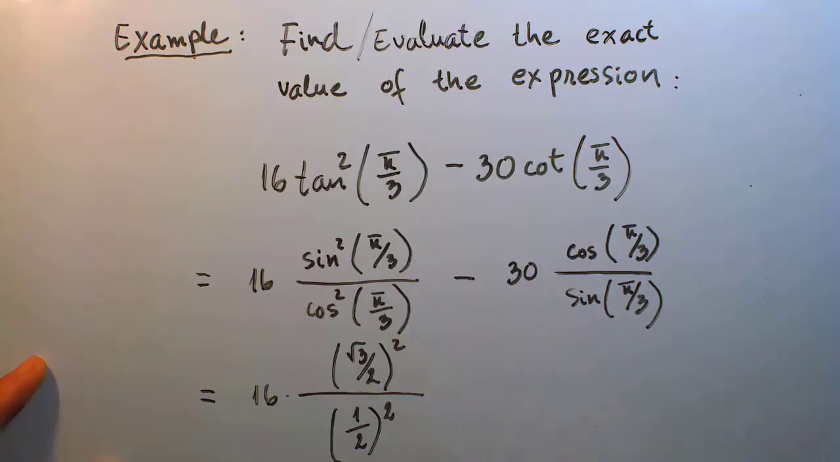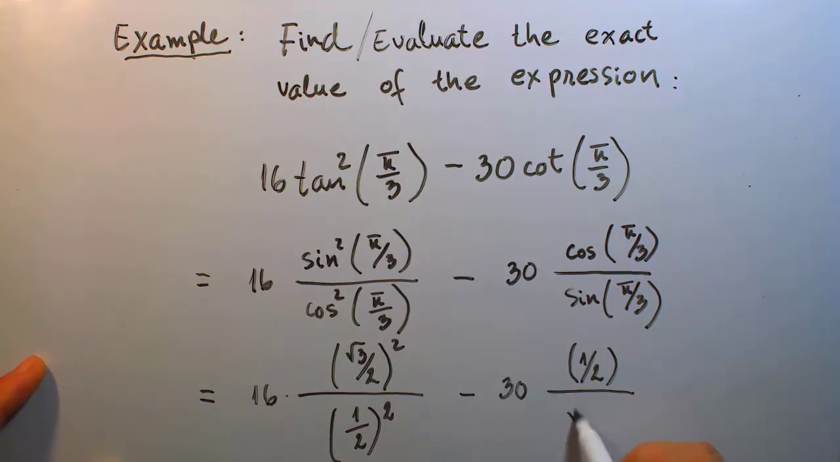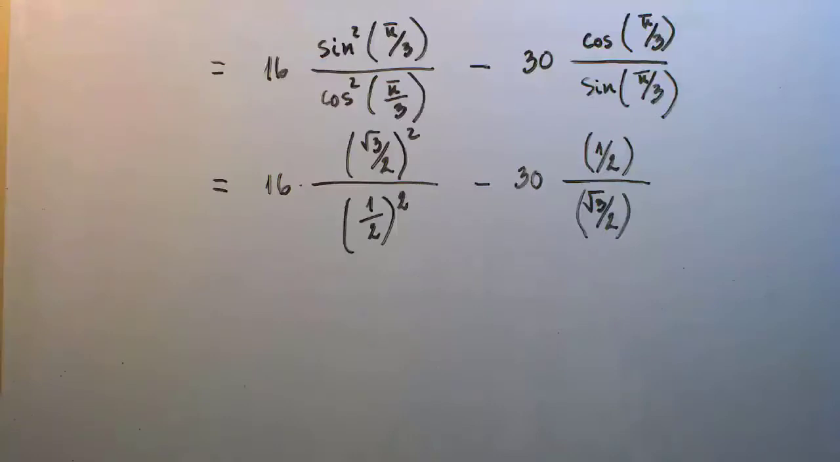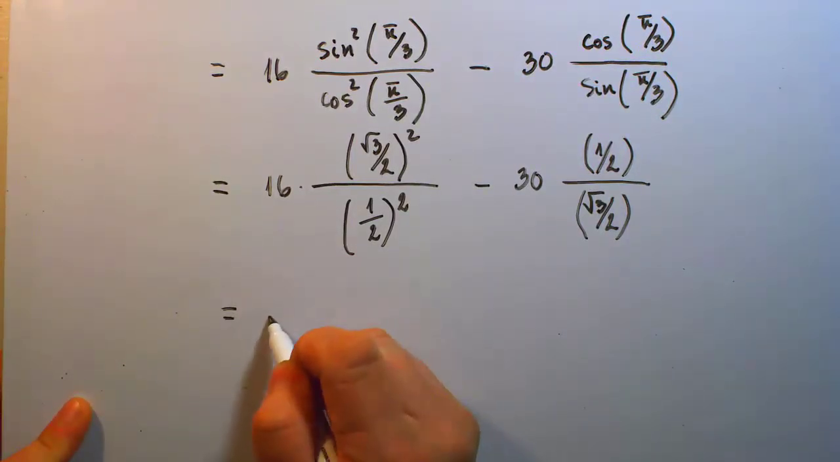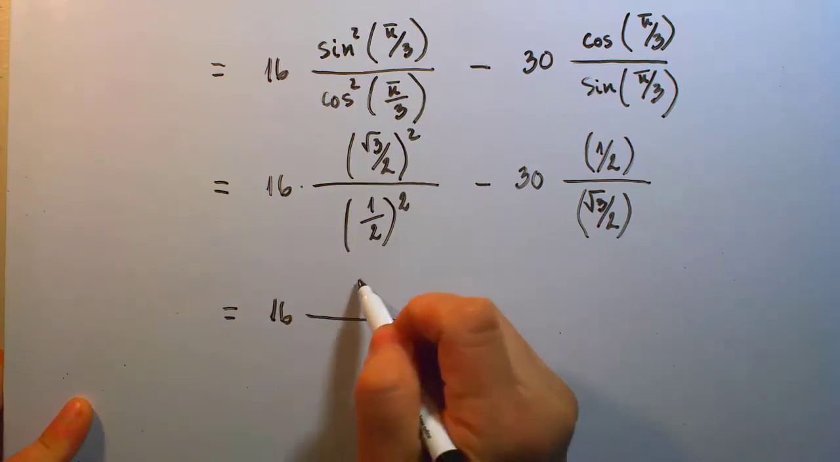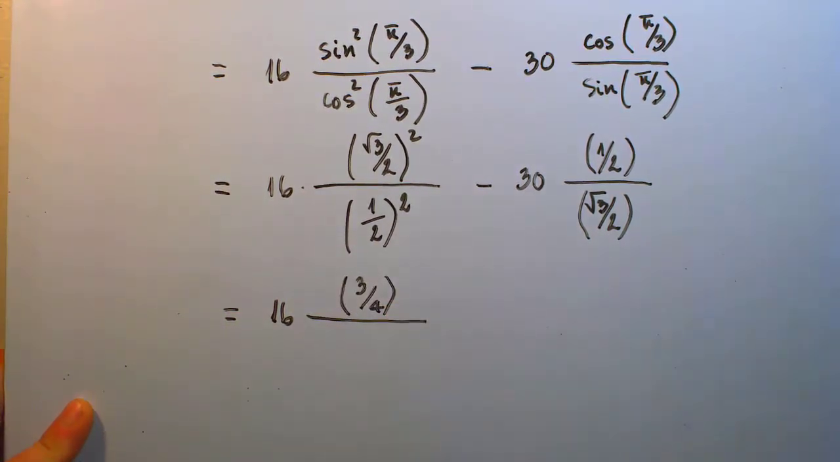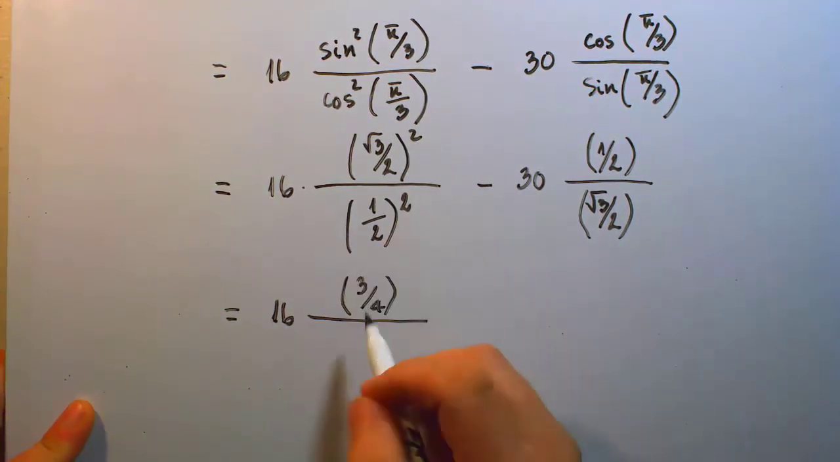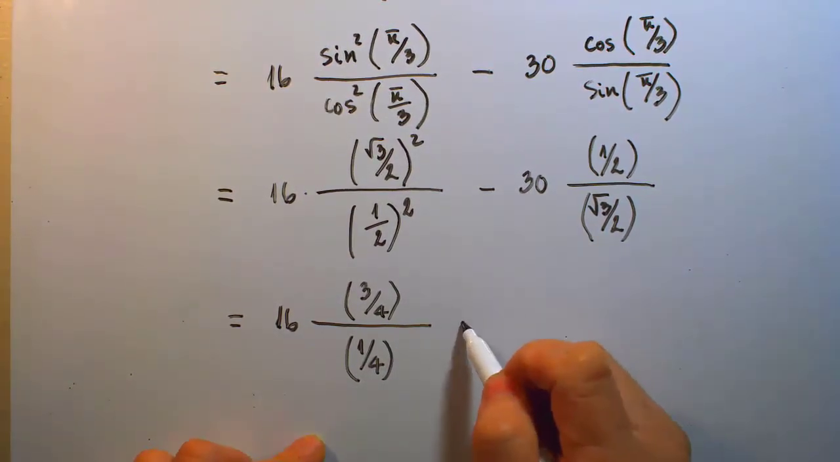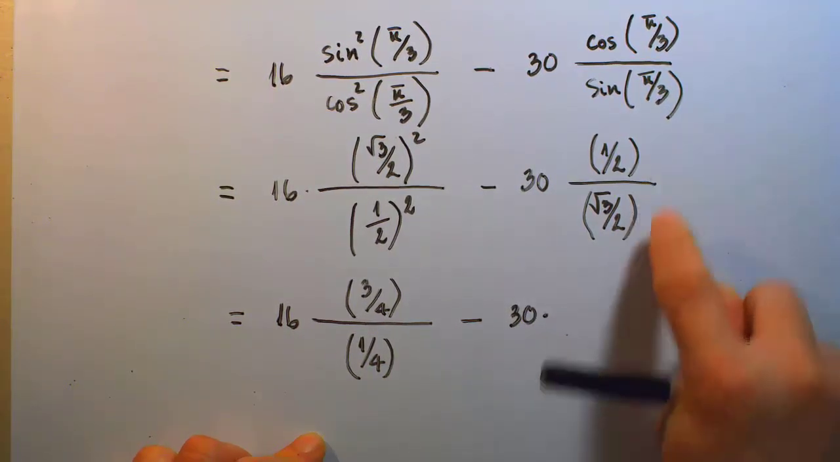Then moving on to the next expression, here is 30 as a coefficient. Cosine of pi over 3 is 1/2, which I put on top of my fraction, and sine of pi over 3 is square root 3 over 2, which I put at the denominator of my fraction. My next step, I'm calculating: 16 times square root 3 over 2, all squared, is the same as 3/4 in the numerator, and at the denominator, 1/2 all squared is 1/4. I use parentheses very extensively here. And minus, here's 30, and here we're going to start working out a fraction.